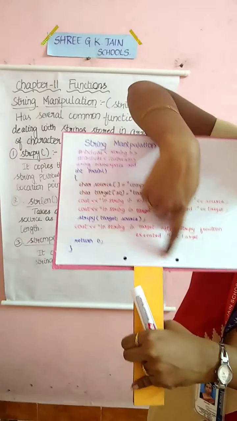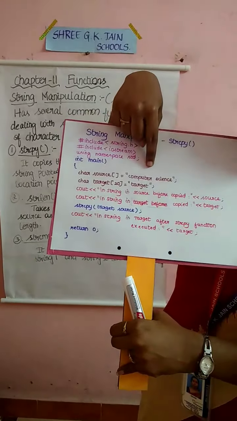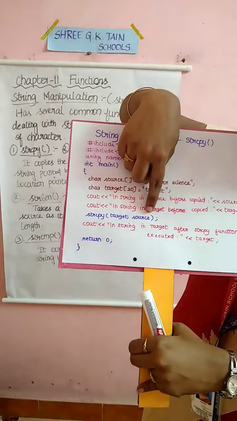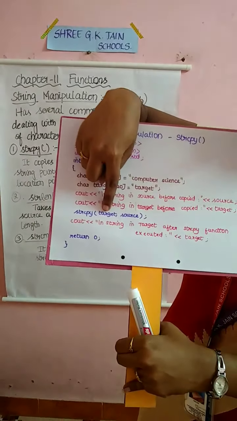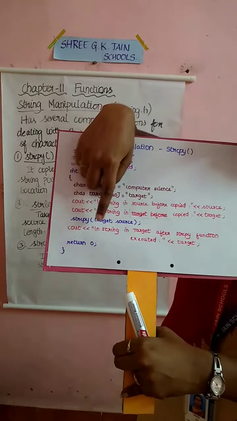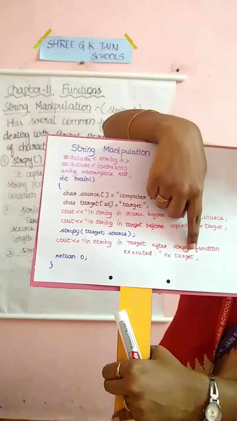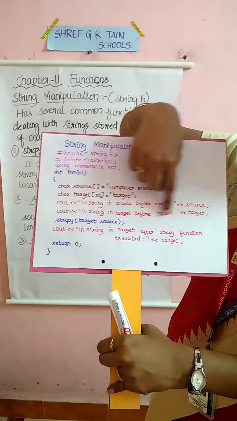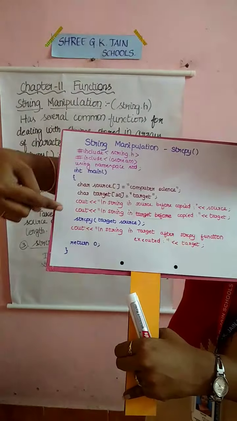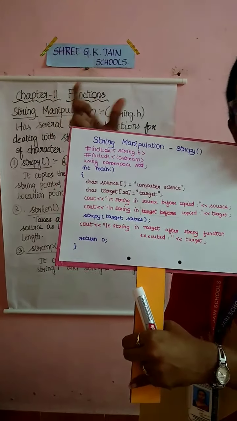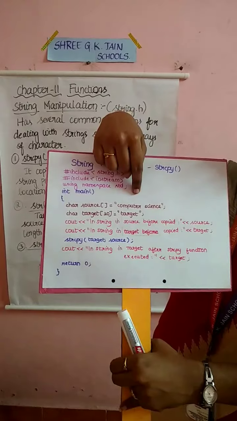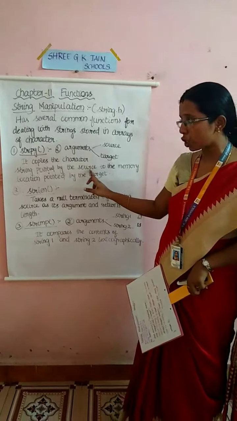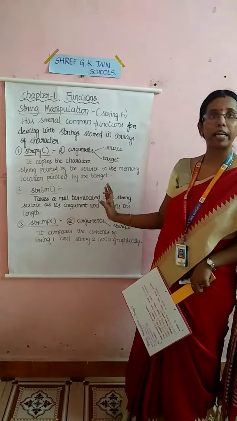So now the target will be changed to computer science because you are applying the string copy function. The source string will be copied to the memory location of your target string. So the target is now changed to computer science. Before copying, the source is computer science and the target is its original value; after applying string copy, the target string got changed to computer science. This is what is explained here: it copies the character string pointed to by the source to the memory location pointed to by the target.